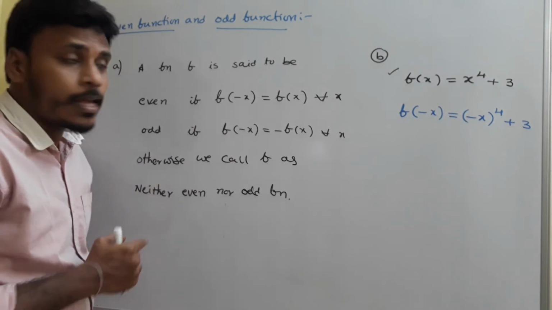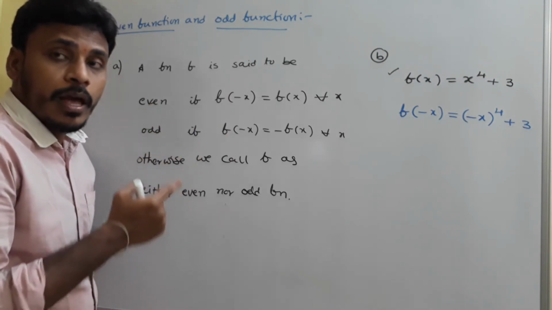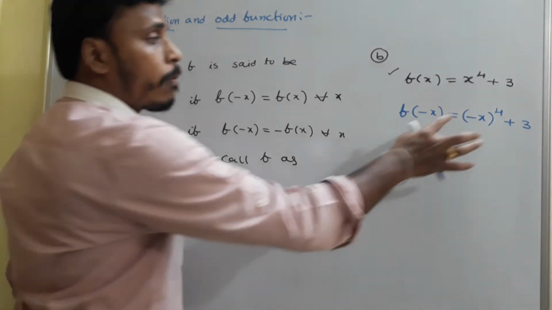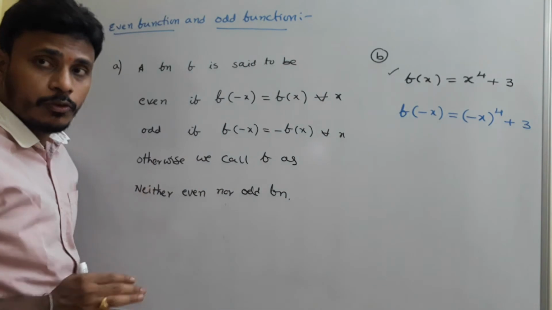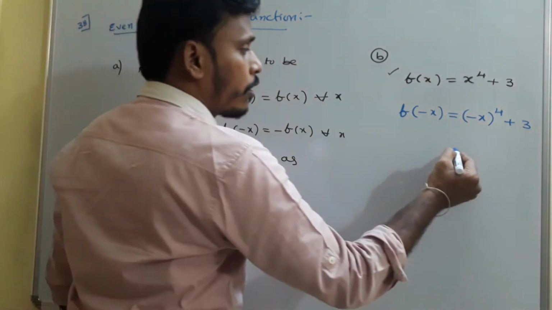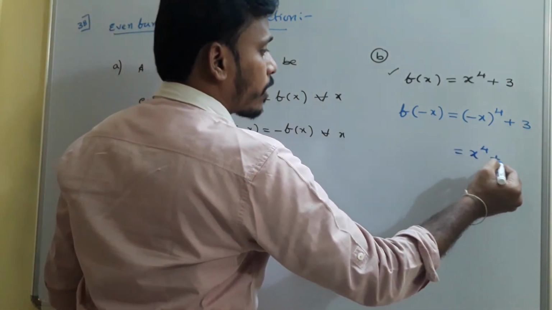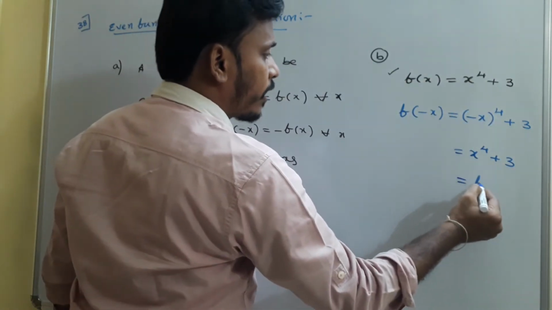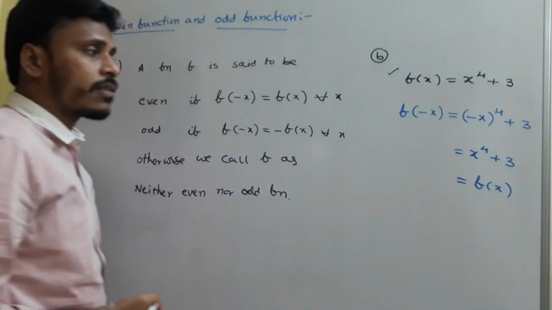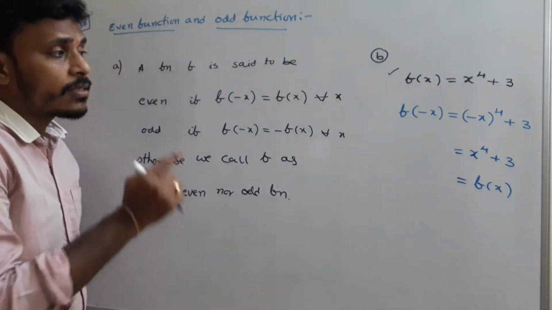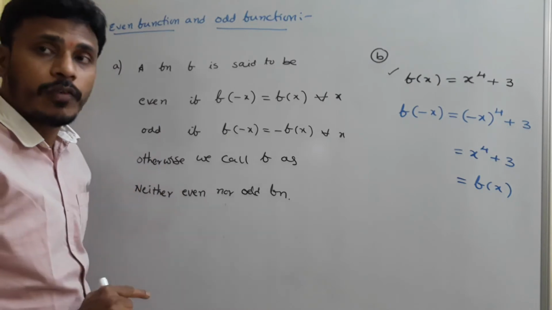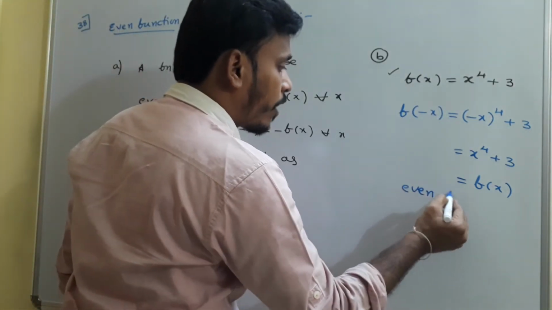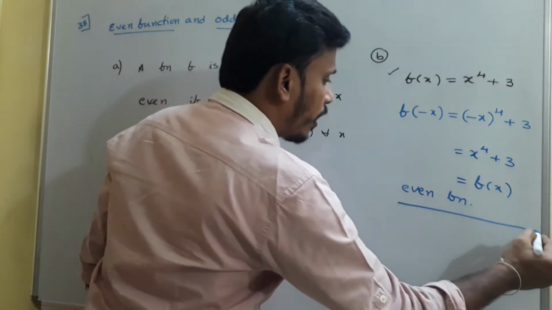Minus x to the power 4: a negative number to an even power is always positive. So minus x to the power 4 is still x power 4, and this is equal to x power 4 plus 3. That is simply f of x again. So f of minus x is equal to f of x. Since f of minus x is f of x, we say this function f is an even function, an example for even.